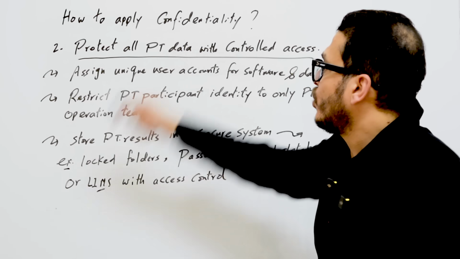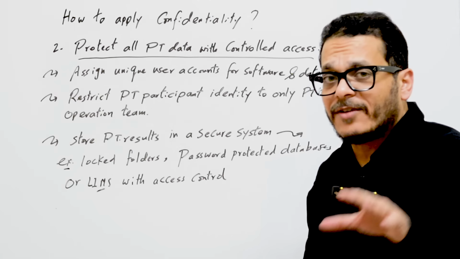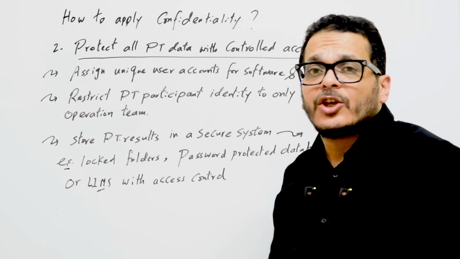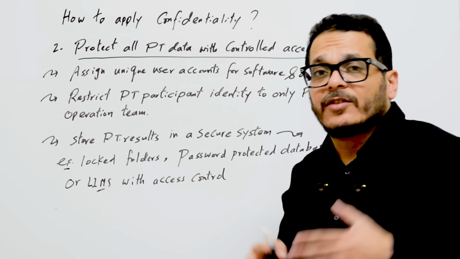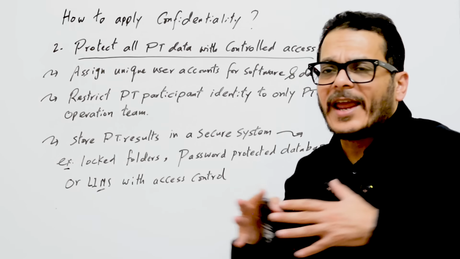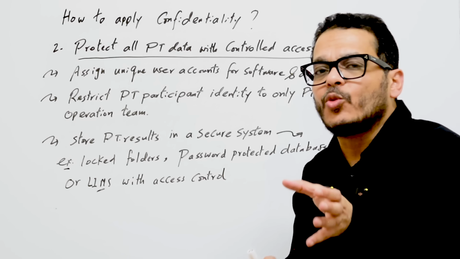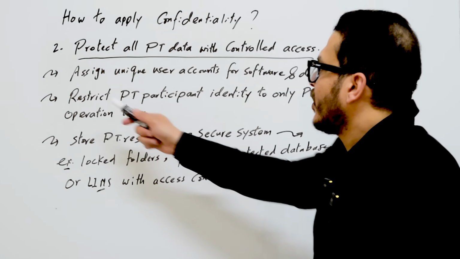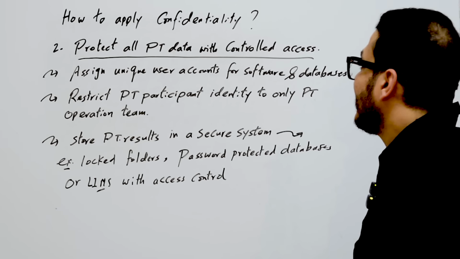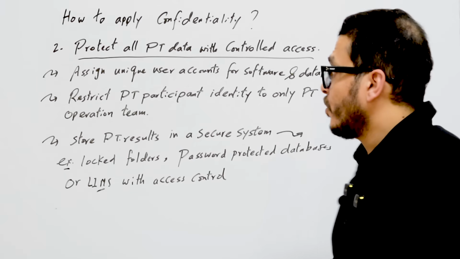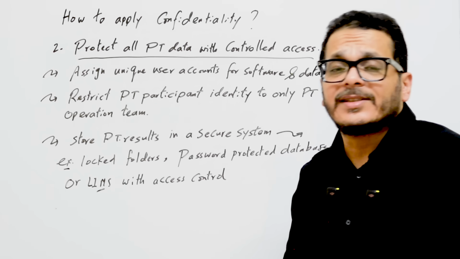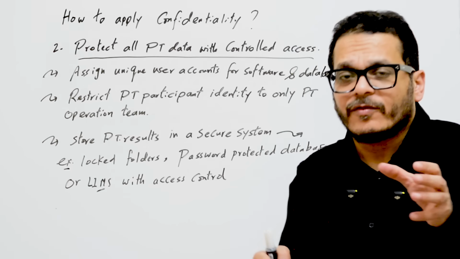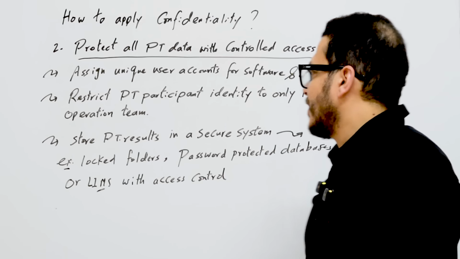If you assign a unique user account to every person inside the organization, then if there is any change or edit to the result, or to the evaluation of the result, you will know from which account it came. So restrict PT participant identity to only the PT operation team. You keep the information about participant identity confidential, only for the PT operation team.